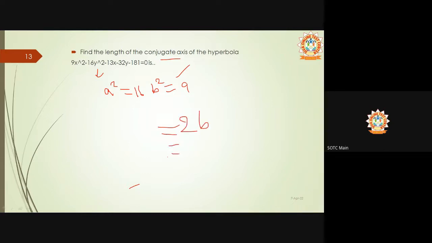So what is b, Nana? 3. 3. So 2 into 3 will become 6 units. No need to write this formula also.